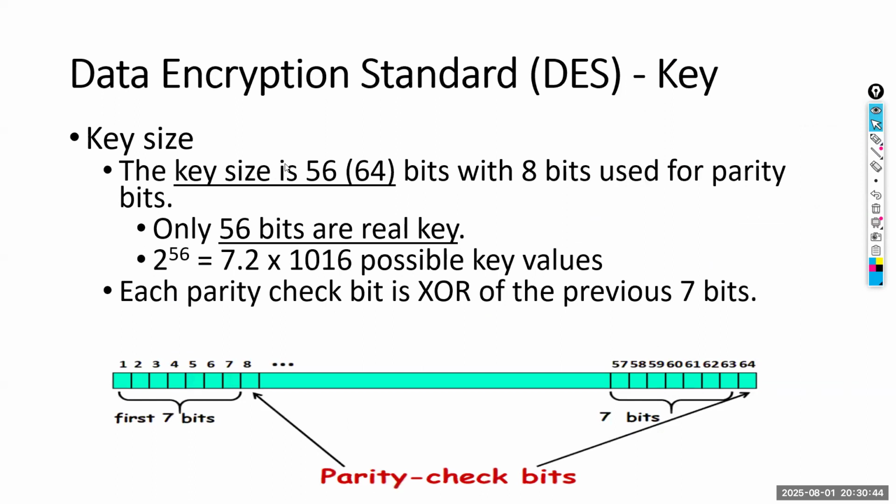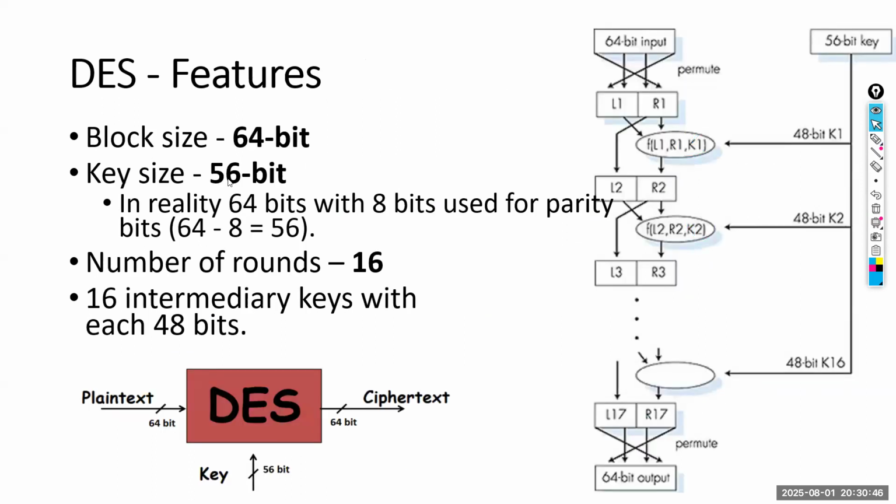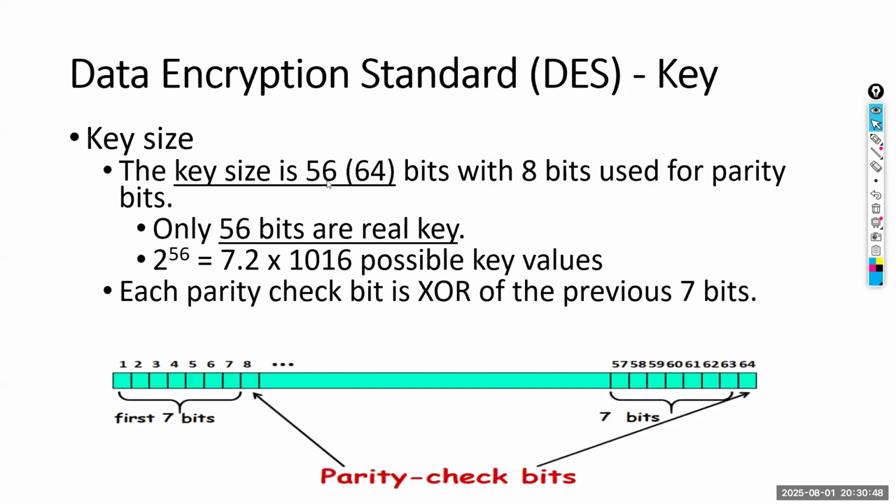As I told you, the key is 64 bit, but only 56 bits are effective because the other 8 bits are parity. Which is huge actually. There are this many possible keys, so someone guessing the key is very rare. Very, very rare, because there are 2 to the power 56 possibilities.